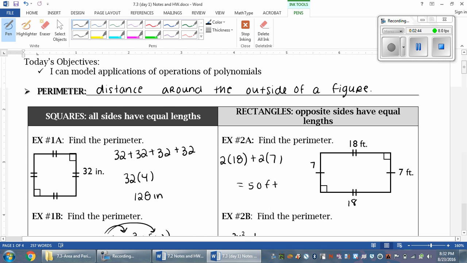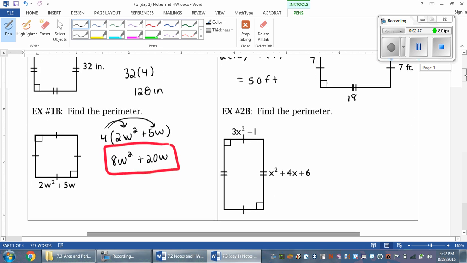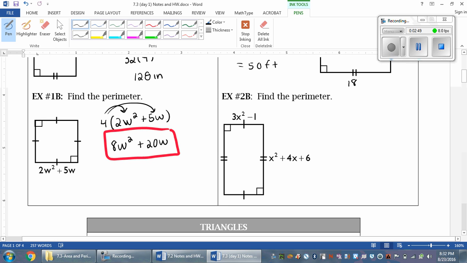So what we're going to do is use that information to now find the perimeter when I have polynomials. So now, if this side is 3x squared minus 1, this side is also 3x squared minus 1. So 2 times 3x squared minus 1, plus, if this side is x squared plus 4x plus 6, so is this. 2 times x squared plus 4x plus 6. I'm going to go ahead and distribute and combine like terms if I can. 2 times 3x squared is 6x squared. 2 times negative 1 is negative 2.